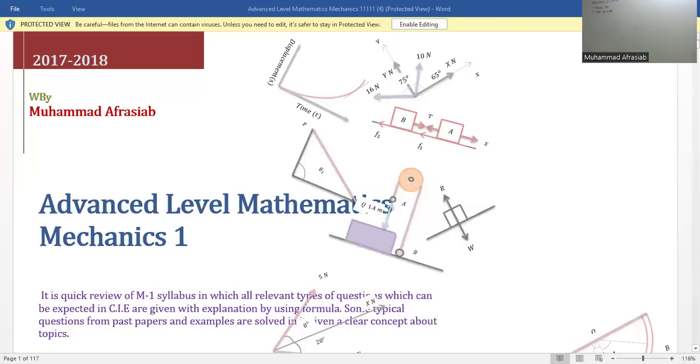This is our new syllabus, Mechanics 1 for AS level. This book is written by Mohammad Afrasiab, and this is the title page of that book. I will explain each and everything in this book for you.